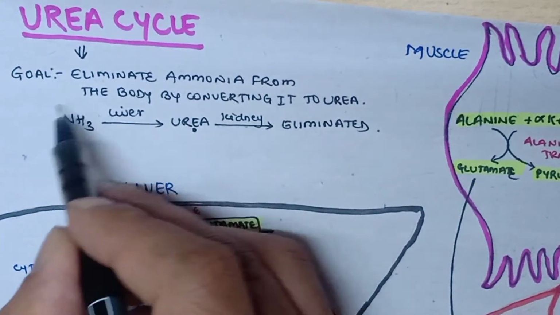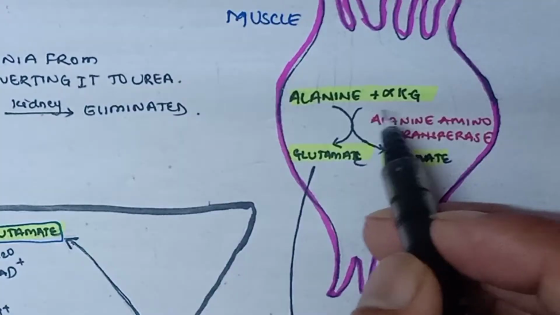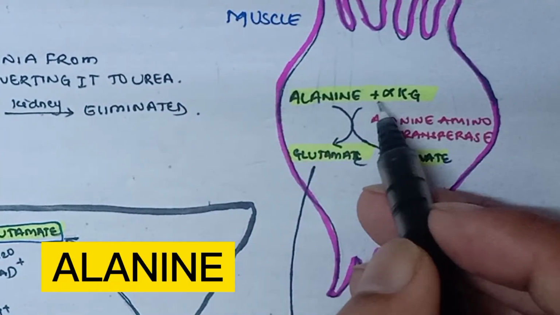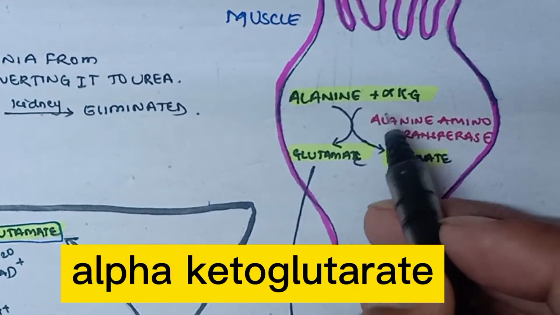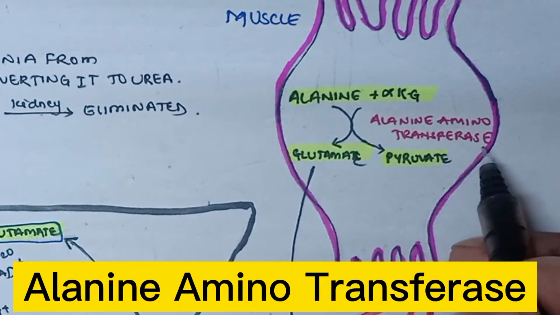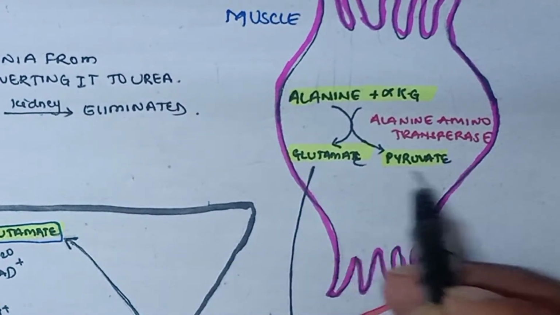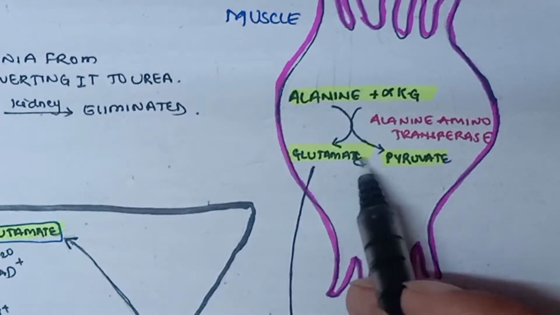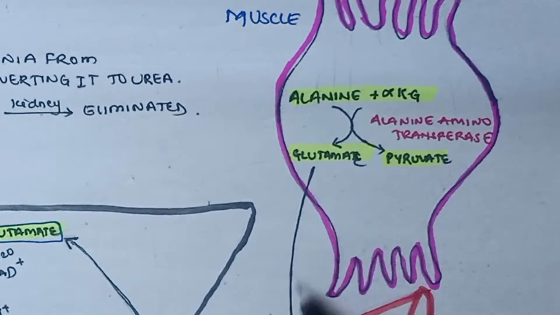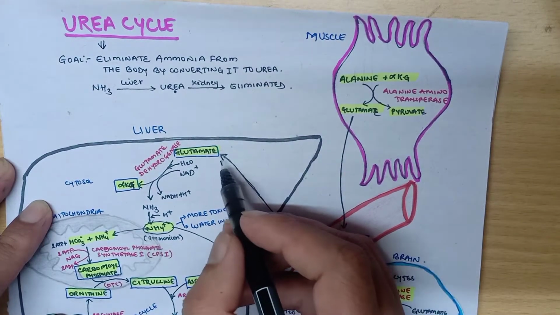So where does this ammonia come from? In muscles, alanine combines with alpha ketoglutarate in the presence of the enzyme alanine aminotransferase and gets converted into glutamate and pyruvate. This glutamate enters into the blood circulation and will be taken to the liver.